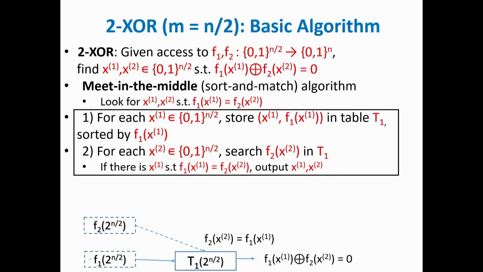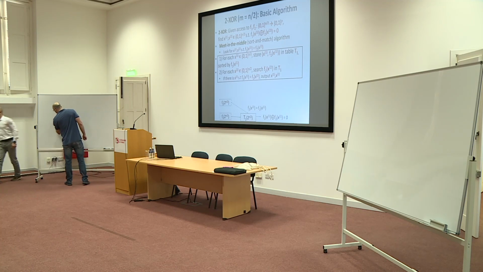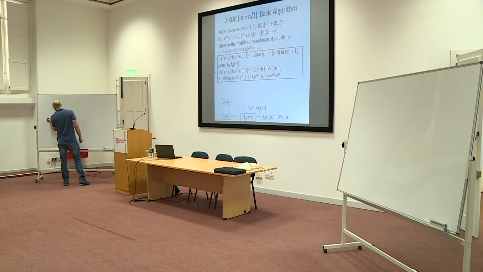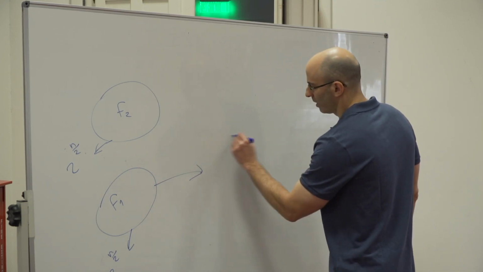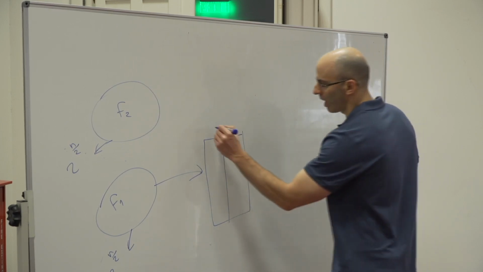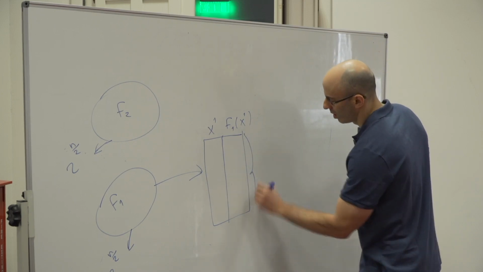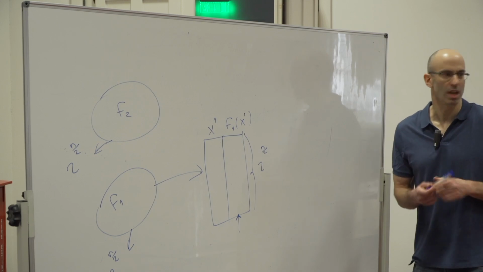Okay, so how does the algorithm work? I'll try to do it on the board. This is very basic, but later it will generalize, so I want to go through the steps slowly. We have two functions, f1, with domain size 2 to the n over 2, and f2, again with domain size 2 to the n over 2. The first thing we'll do is evaluate f1 over all inputs and build a table. The table will have all inputs x1 next to f1 applied to x1. This is a table of size 2 to the n over 2, and we're going to sort it by this column. So we build a sorted table for f1.